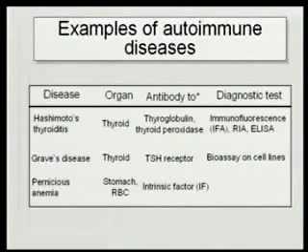Intrinsic factor is important for transporting vitamin B12. Vitamin B12 deficiency ultimately leads to anemia. So when you hear pernicious anemia, don't just straight away jump to anti-red cell antibodies.